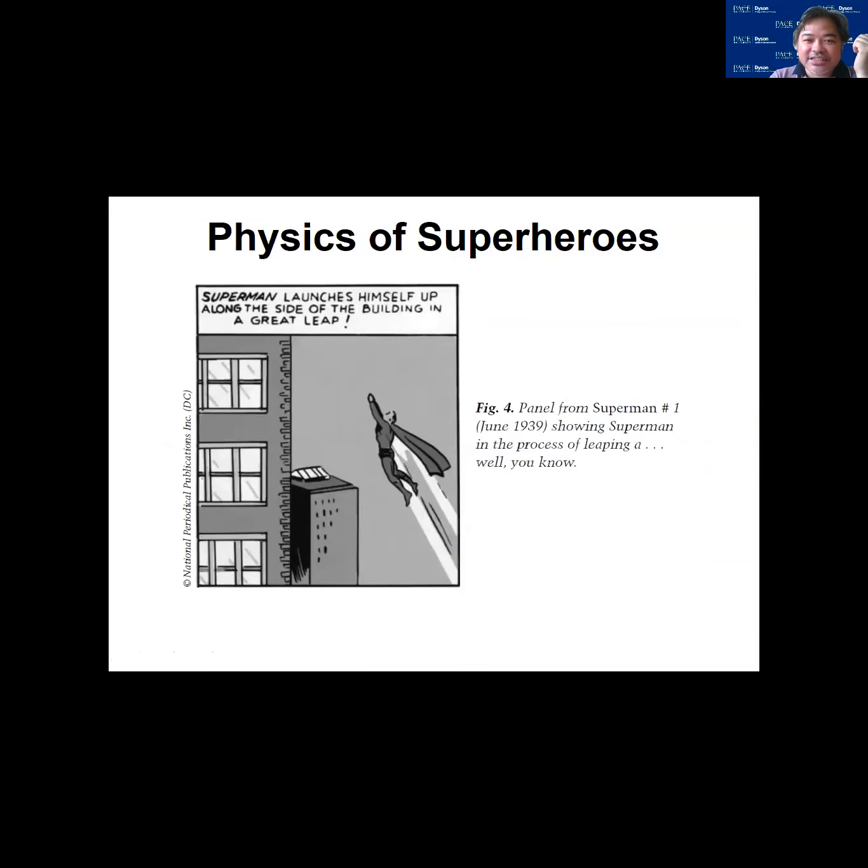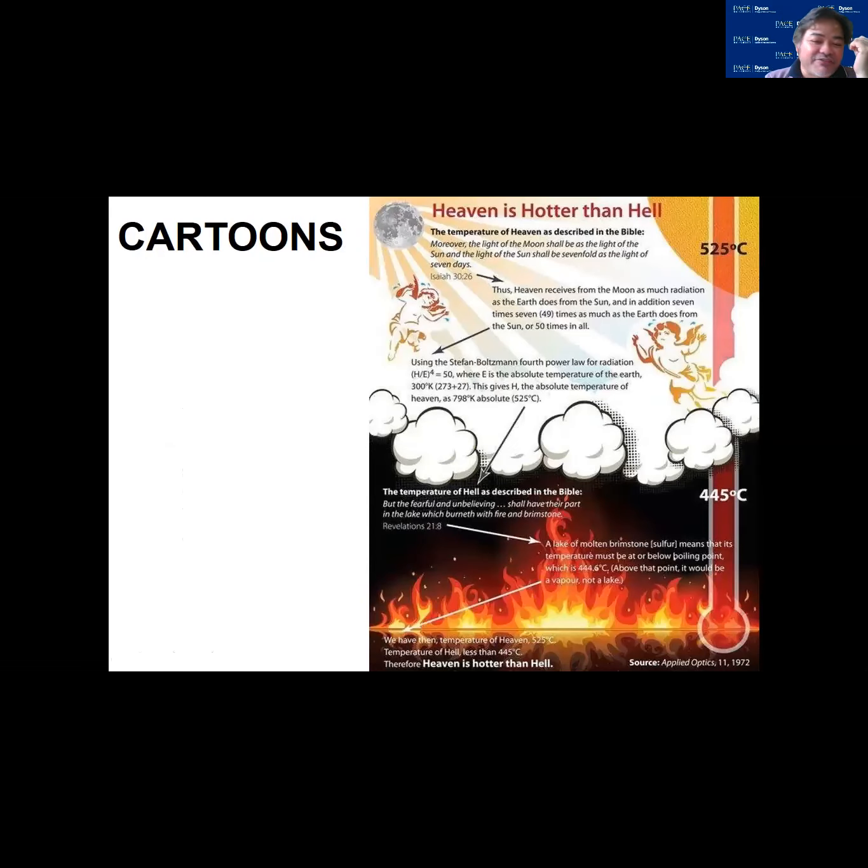And then another thing that I use in cartoons is something I found when I was teaching. I was a new teacher at the time, I think around 1999. They say here, heaven is hotter than hell. Okay? And they use some phrases in the Bible to describe the condition of heaven and hell. And from them, they use known scientific concepts to get at least an idea of the temperature of heaven and hell.